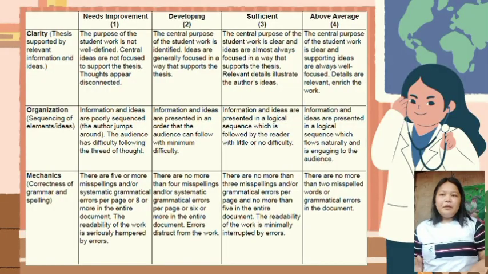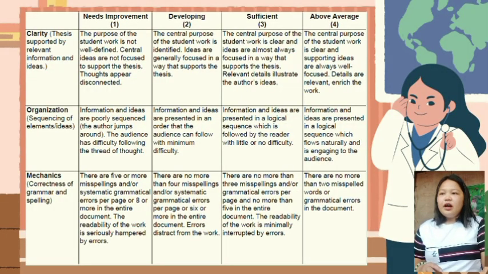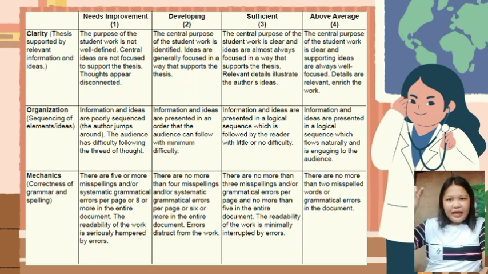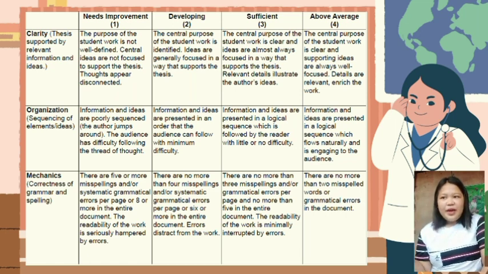An example, earlier, we have the leftmost part of the column. We have the criteria: clarity, organization, and mechanics. The top row has the levels of performance. We have needs improvement accompanied with 1, developing with 2, sufficient as 3, and above average as 4. And then halfway we have the descriptions. So these are the concepts of the various levels of performance. So starting from the highest level of ability, from above average under clarity.